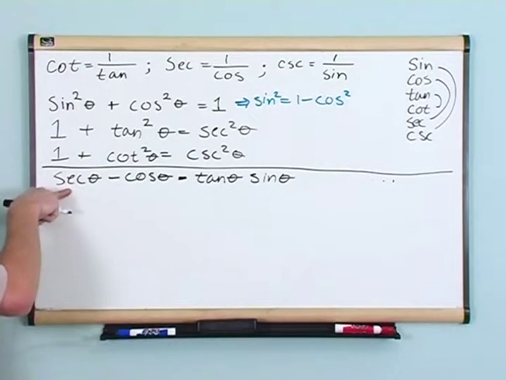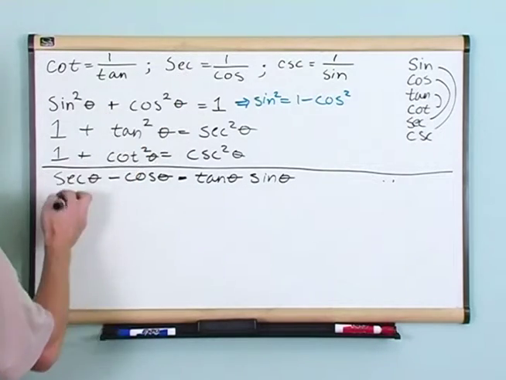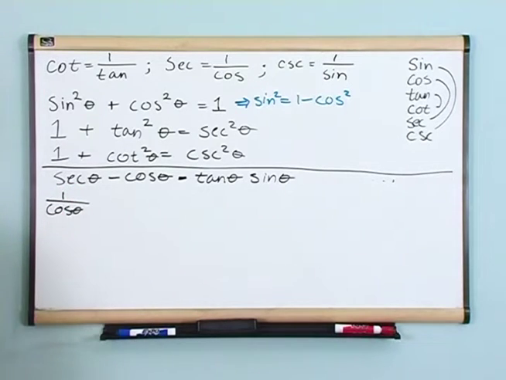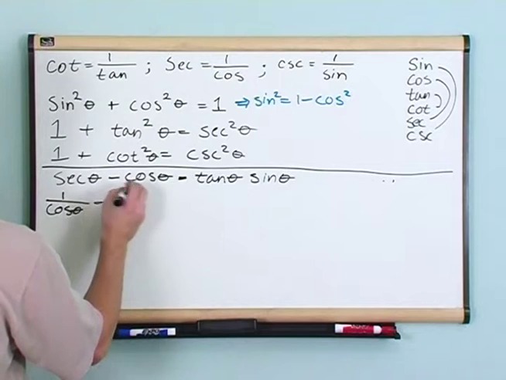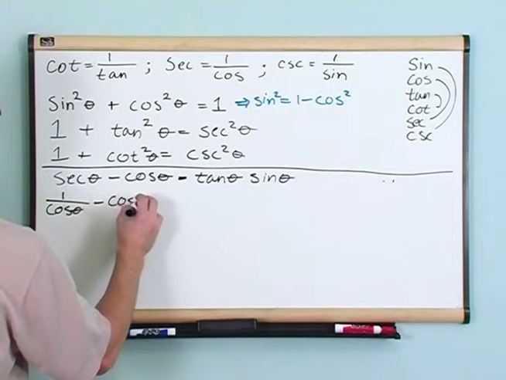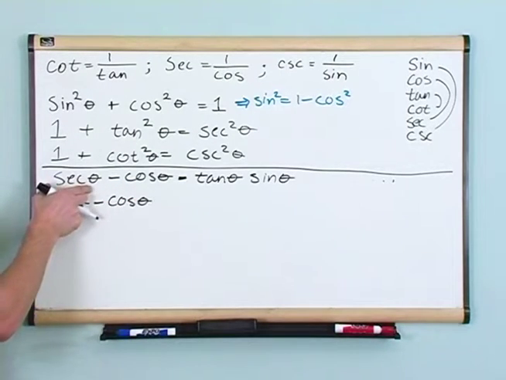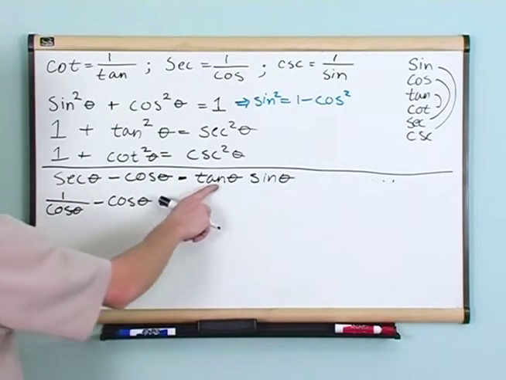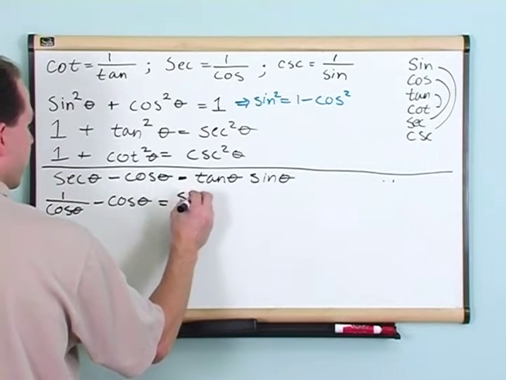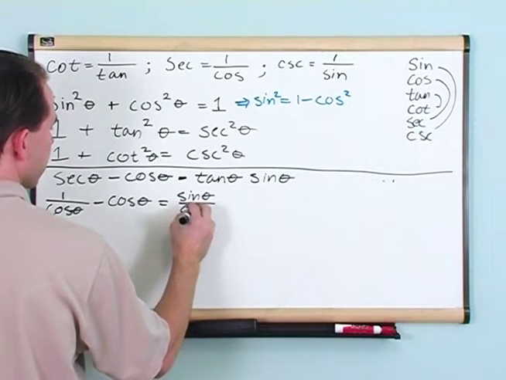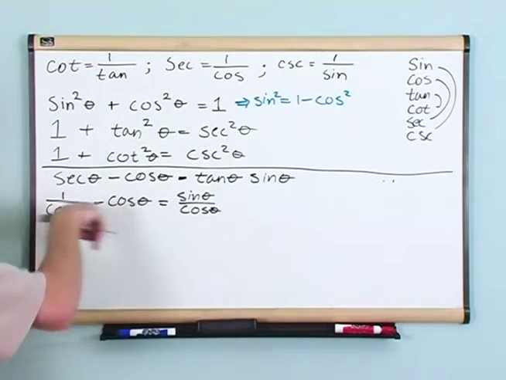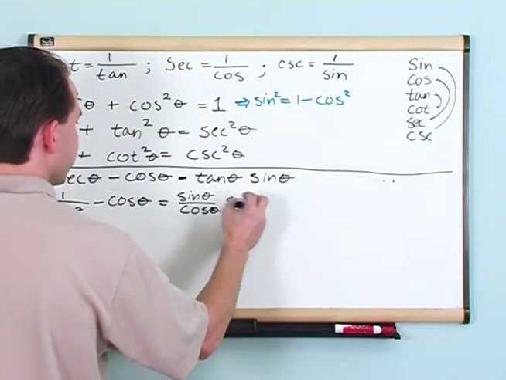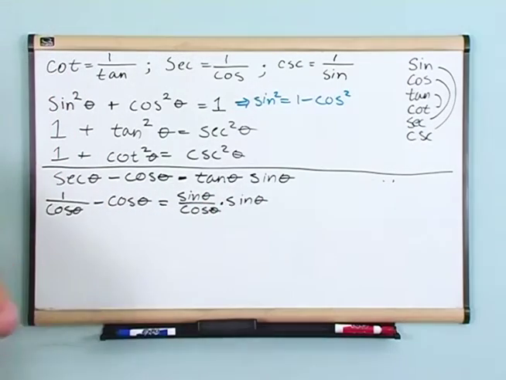So for secant, I'm going to substitute in here and say this is equal to 1 over cosine of theta. And this is, of course, subtracting off the cosine of theta here. So on the left-hand side, all I did was substitute for secant. On the right-hand side, I know that tangent is equal to sine of theta over cosine of theta. I know that that's true, so I plug it in there. And I just multiply by the good old sine theta that's already left here on the right-hand side.